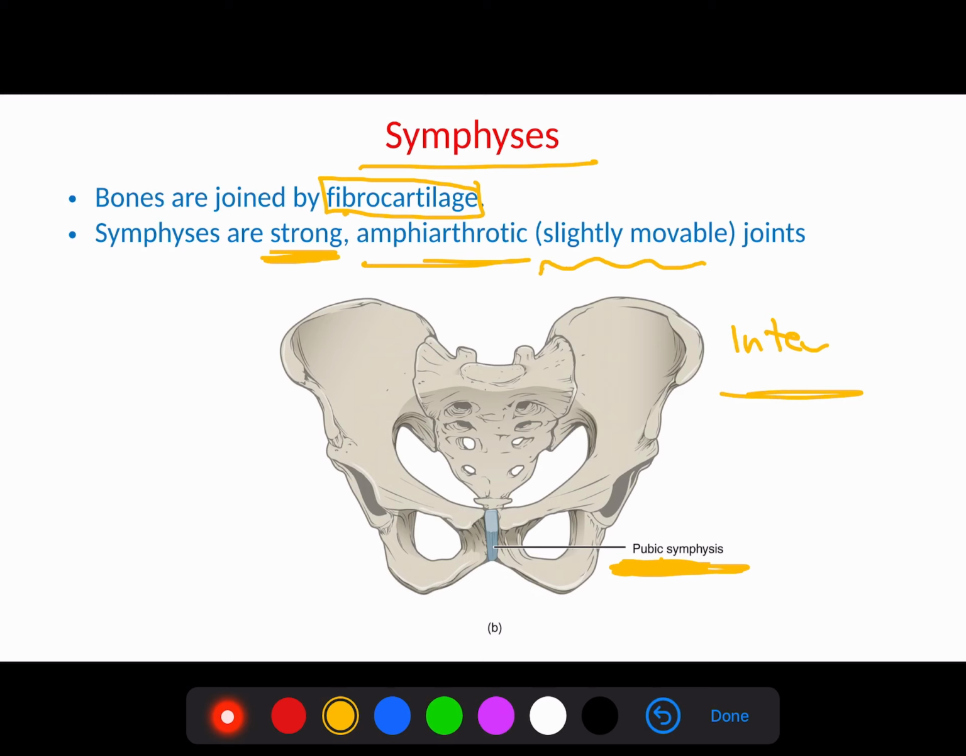So I will stop here, go over this, and when we come back, we will resume talking about the synovial joint.